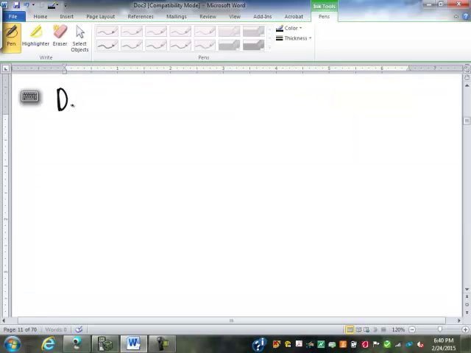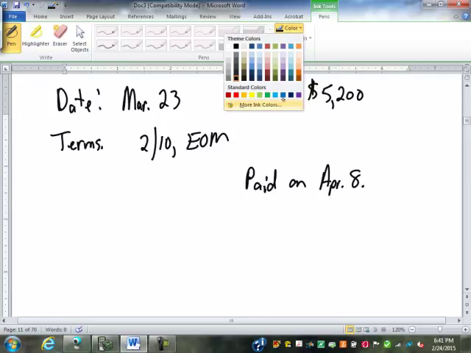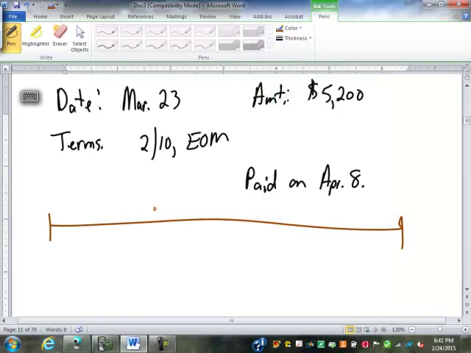So let's say that we have an invoice dated March 23rd, an amount of $5,200. Terms are 2/10 EOM. Find the amount if paid on April 8th. Let's do our timeline. Where does this timeline start?